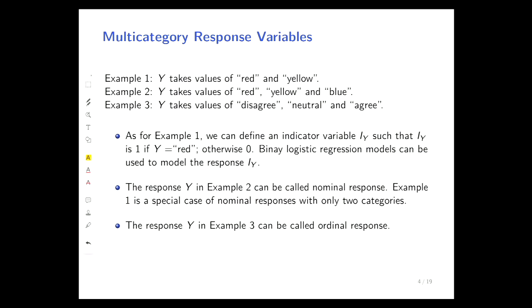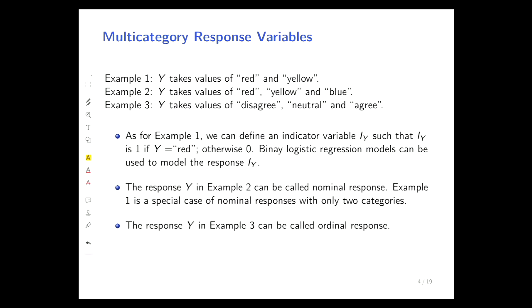And in example 2, actually we have more colors for your car. We have red, yellow, and blue. Here we have three categories. In this case, we can consider this multi-category response variable with three categories. And in example 3, we consider the kind of variables which can appear in a questionnaire. I think in the university you should receive a lot of questionnaires from emails and from a lot of different forms. Here, consider this categorical variable with three categories: disagree, neutral, and agree.